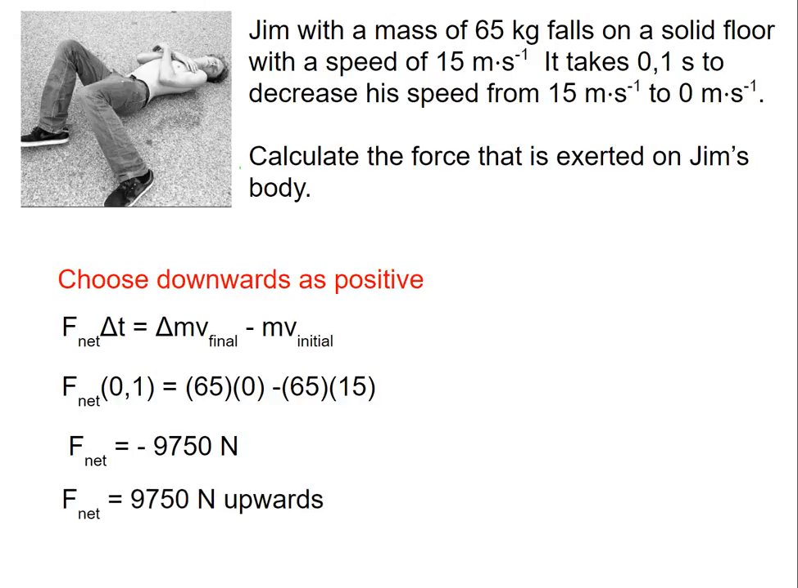So I know the final force is 9,750 Newtons upwards. Now, Sam had a greater mass. He had a mass of 70 kilograms. He fell with the same speed, but the force acting on Sam is much less, even though he was heavier.